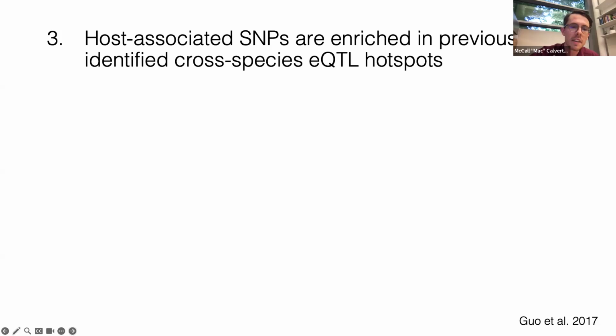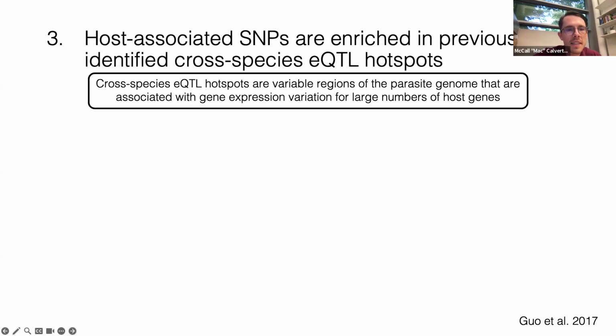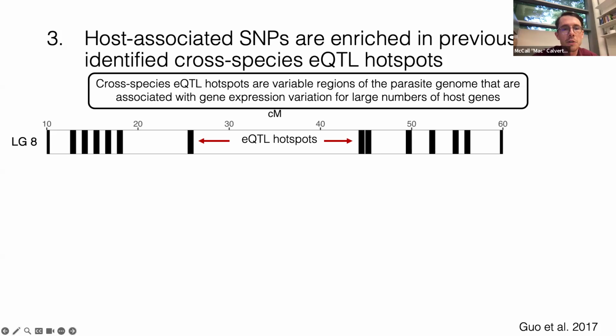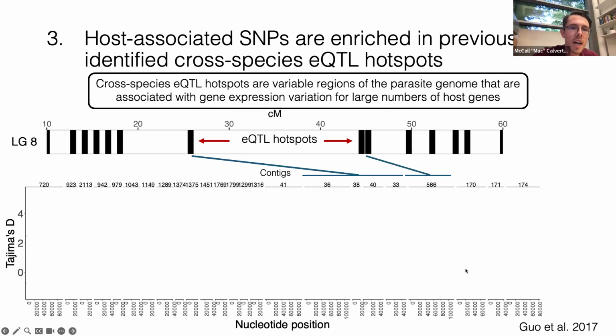And the final thing that we did, and the final thing I'll present on today, was exploring whether the host-associated variation and signals of selection that we observed overlap with previously identified cross-species eQTL hotspots. So a cross-species eQTL hotspot is a variable region in the parasite genome that is associated with gene expression variation for large numbers of genes in the host's genome, which is why we call them hotspots. And so two of these hotspots are localized to linkage group 8 in the Meloidogyne haploid genome.